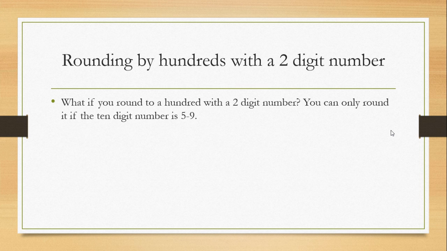Let's say 20. What are the benchmark numbers for 20 if you're rounding by hundreds? The benchmark numbers for 20 are 0 and 100. It's closer to 0. So 20 rounded to the nearest 100 is 0.